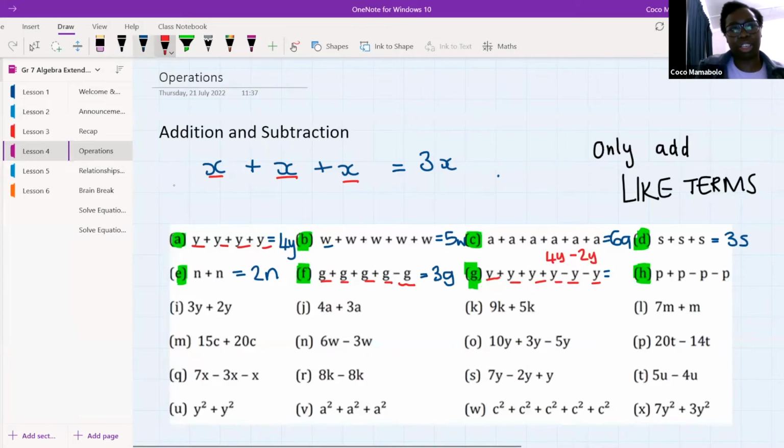And how much is that going to give us? 4y minus 2y? It's the same as 4 minus 2, so it's going to be 2y. Oh, I couldn't have said it better myself. Very well done, Ola. Thank you. Awesome. Okay, Dakalani, can you answer H for me?